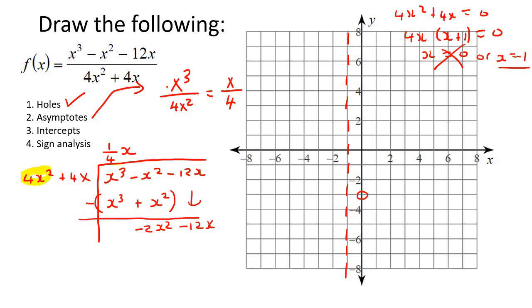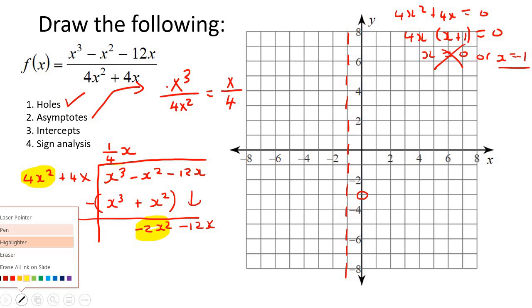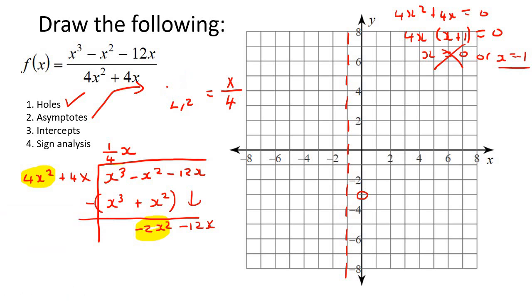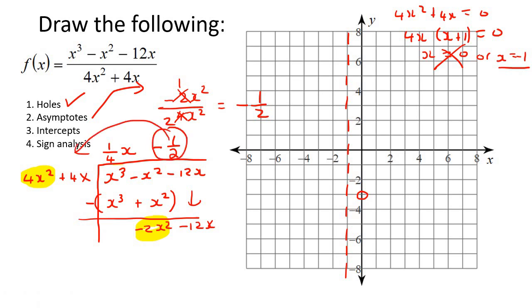So you find the largest exponent here and the largest exponent here, and you make the inner one divided by the outer one. Inner divided by outer. So that's going to be negative 2x squared divided by 4x squared. And so that's going to give us negative 1 over 2, because this cancels once, this cancels twice, and then you're just left with a negative. So it's going to be negative a half.